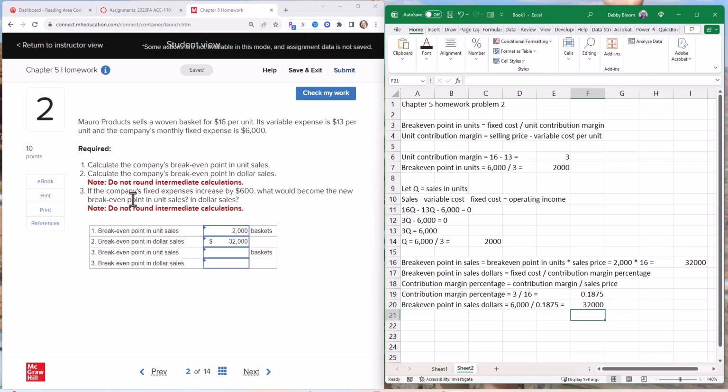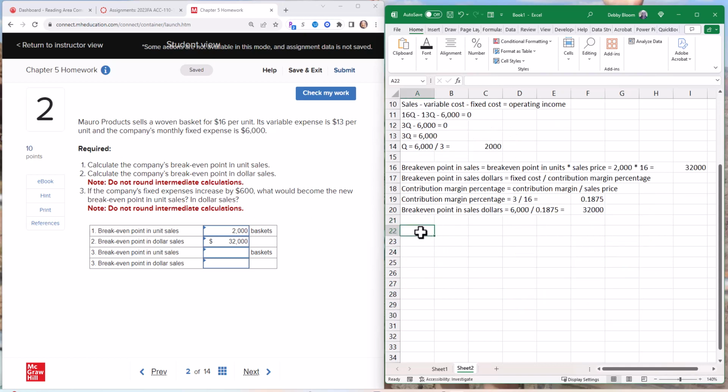Now, in Part 3, if the company's fixed expenses increase by $600, what would be the new break-even point in unit sales and in dollar sales? So we'll answer both of them together. In Part 3, if the fixed expenses increase by $600, the new fixed expenses are $6,000 plus $600, which of course is $6,600.